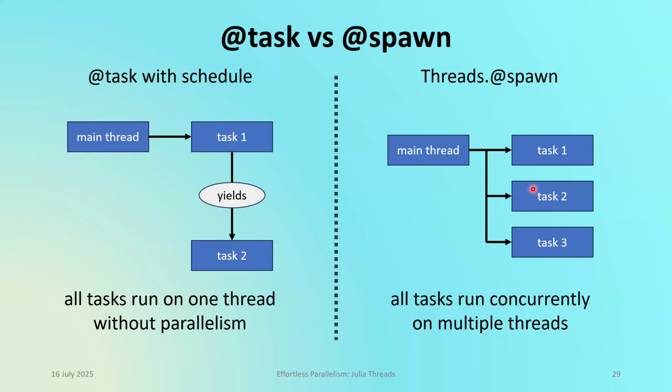So this is just a quick little diagram to show the visual difference between a task and a spawn. On the left-hand side here, we have a task macro. So it runs the main thread, starts up task number one, has to wait for it to yield until it can start task number two. All tasks run on one thread without parallelism. When we use that spawn, the main thread is going to start up each task in turn, and they're all going to run concurrently on available cores on multiple threads.